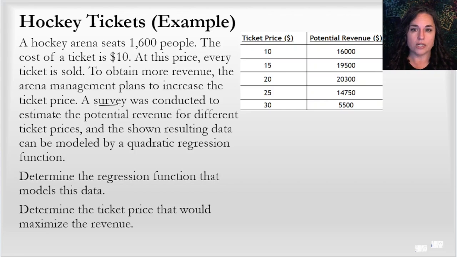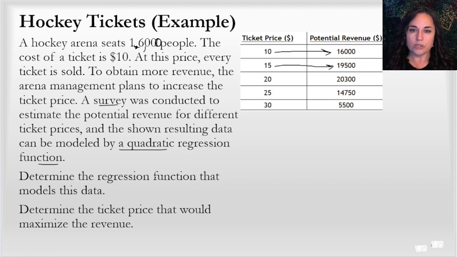A survey was conducted to estimate the potential revenue for different ticket prices, and the resulting data shown can be modeled by a quadratic regression function. All right, so this is the data that they collected. So $10 a ticket. This must be 16,000. Sorry, this is 16,000, not 1,600. If the ticket price is 15, then they estimate that 19,500 people would show up, and so on, right? That's how their ticket sales that they predict.